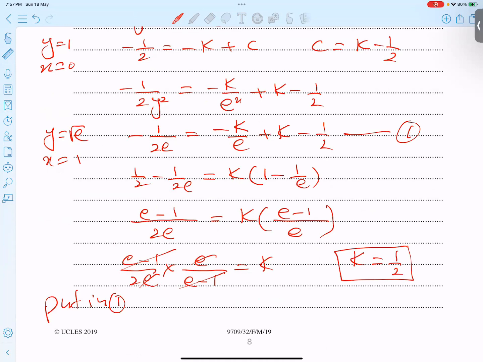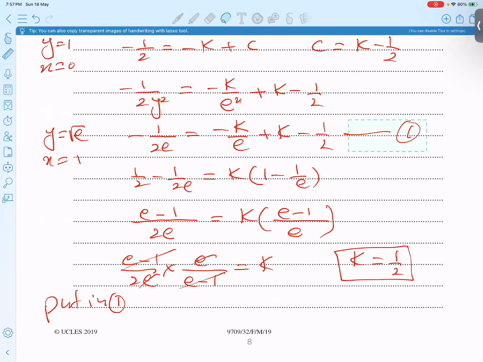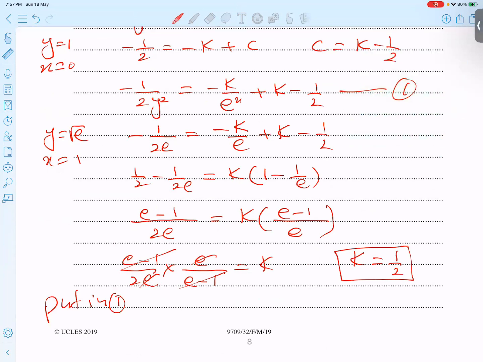So I got it, not 1 here. Sorry for that, 1 is here. When I replace there, I get negative 1 over 2y to power 2. And when I keep the value here, I get negative 1 over 2 e to power x. When I plug this in, the half and the negative half will cancel out, and the minus minus cancels too.